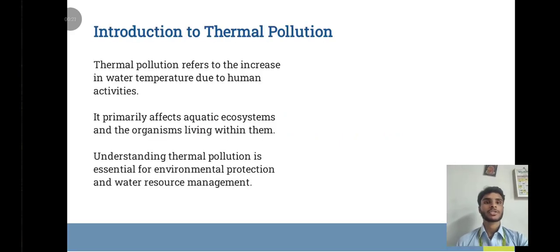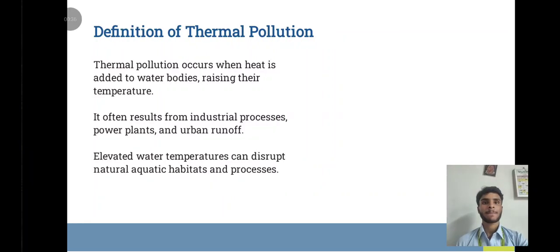Thermal pollution refers to an increase in water temperature due to human activities. It primarily affects aquatic ecosystems and the organisms living within them. Understanding thermal pollution is essential for environmental protection and water resource management.